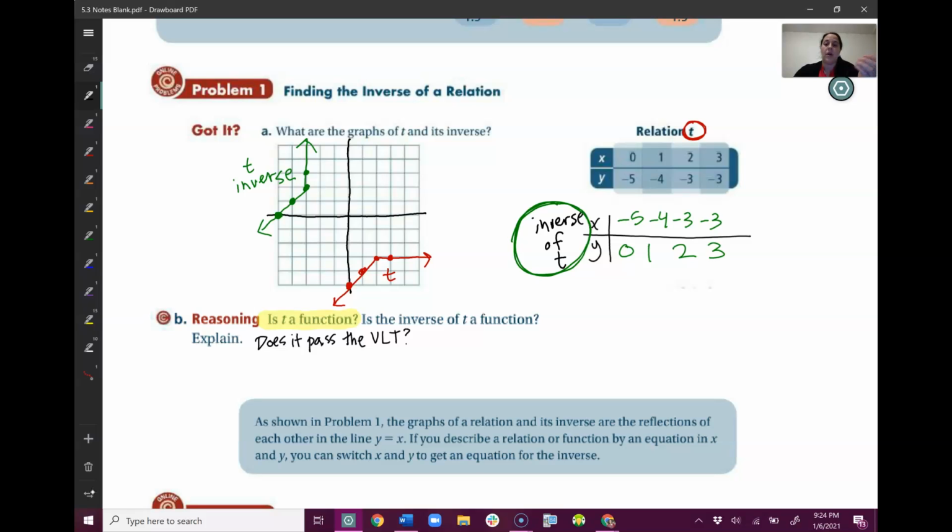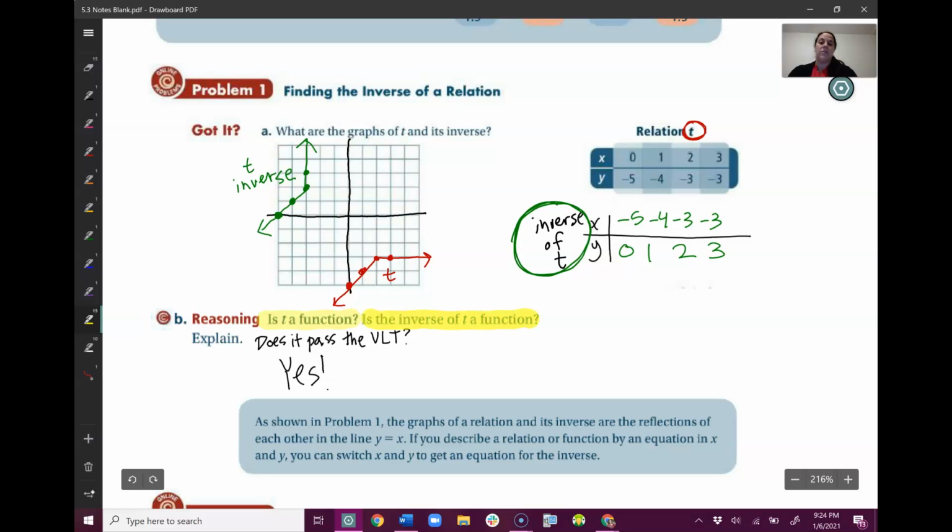It doesn't work. So let's start by looking at T, the red one right here, this red graph. If I look at this red graph and I draw all these vertical lines right here, I can draw any vertical line I want. And I notice that as I'm drawing these vertical lines, it is only crossing the graph once. So that means, is it a function? Yes. Woohoo!